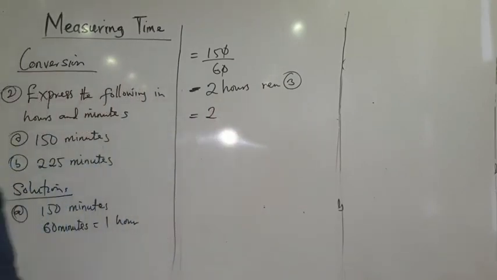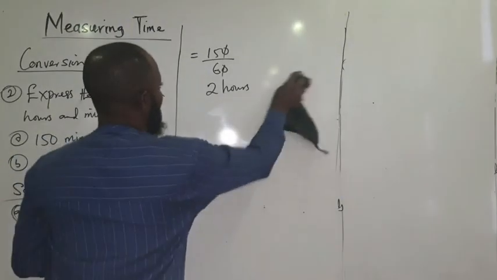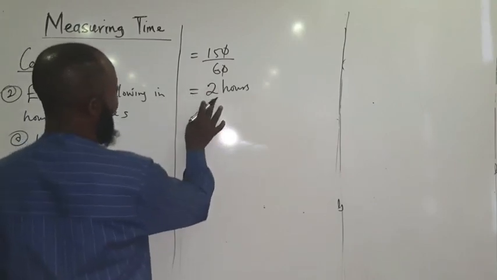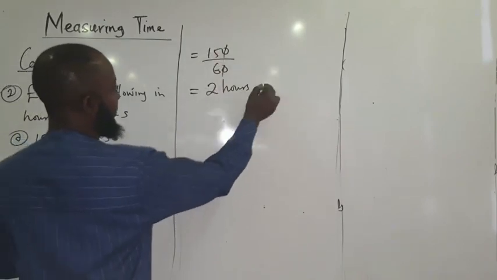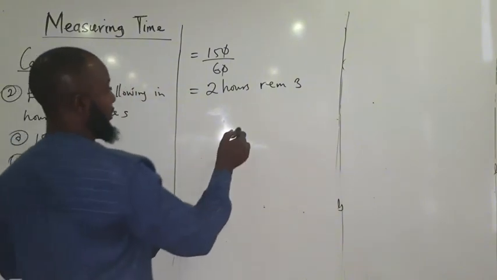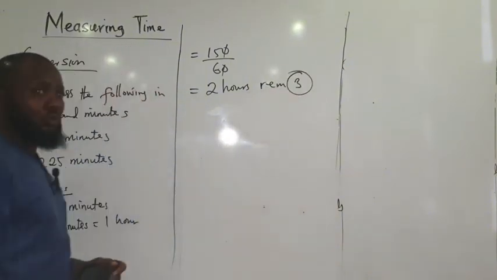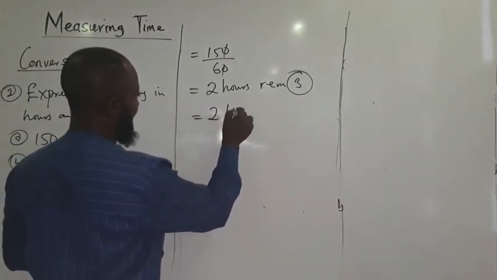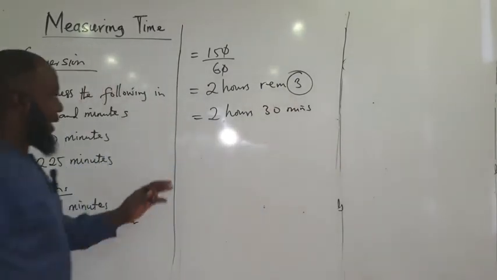Please let me explain that aspect again. Now, when you divide this, 6 into 15 is 2. Remainder 3. That is 0.3. So this 3, we now convert to minutes. So that's going to give us 30 minutes. That's going to be 2 hours, 30 minutes. That's the first step.